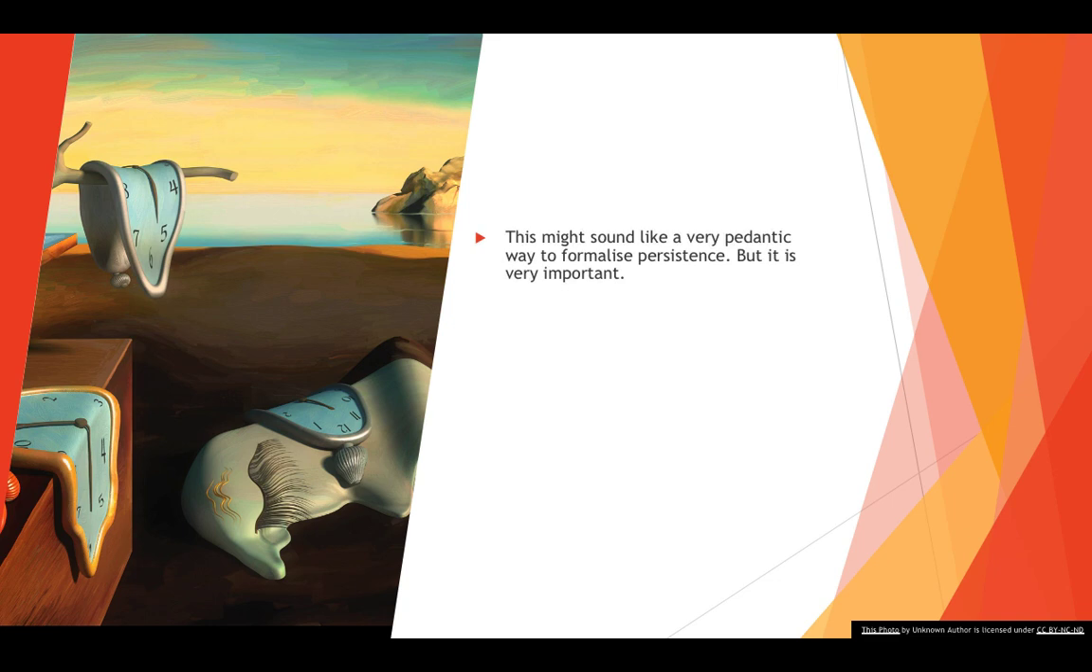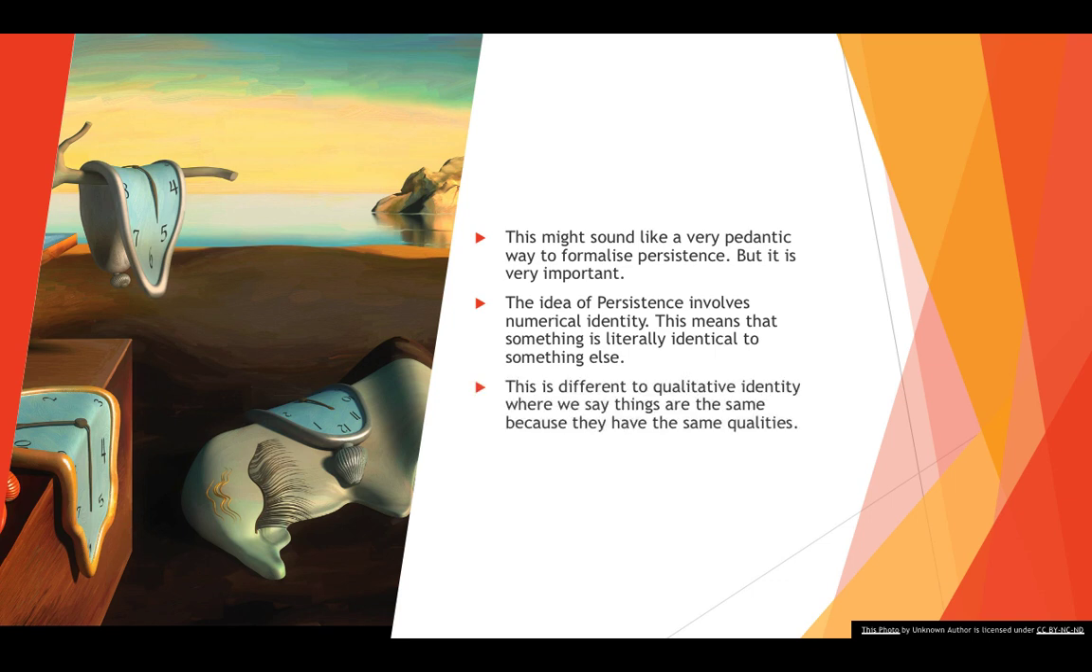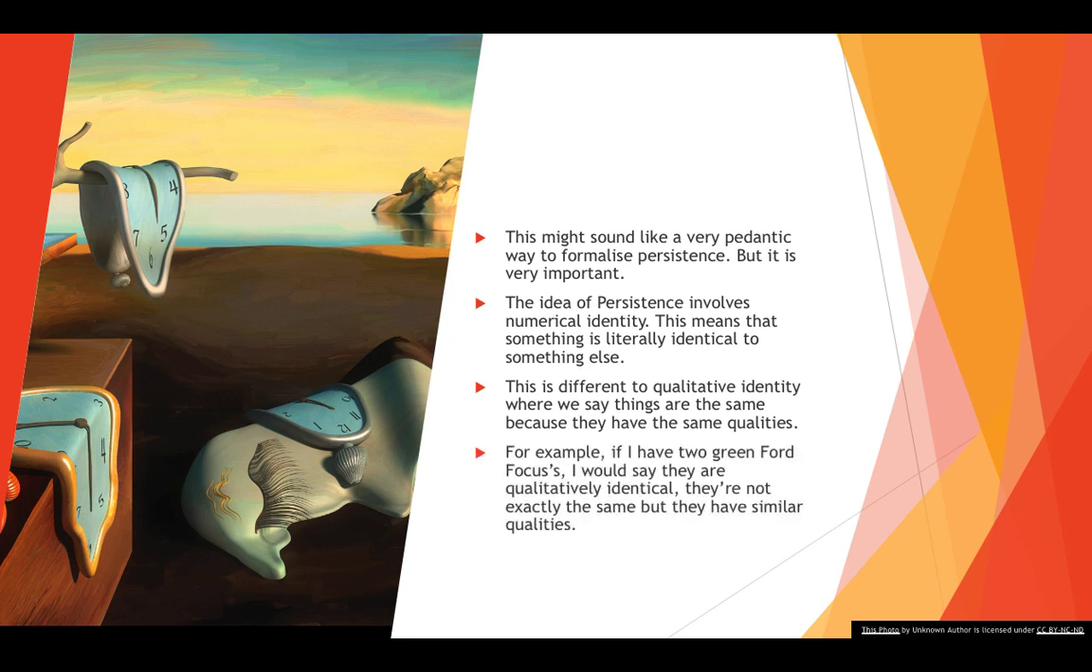Okay, so this might sound like a very pedantic way to formalize it, but it is very important. The idea of persistence involves what we call numerical identity, which means that something is literally identical to something else. This is different to the idea of qualitative identity, where we say that things are identical because they share the same qualities, but in reality they're not actually identical.